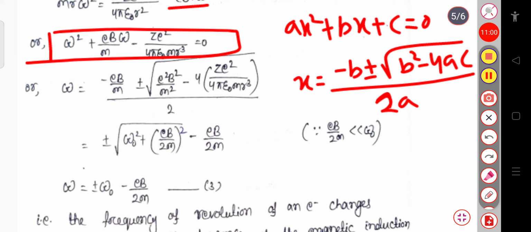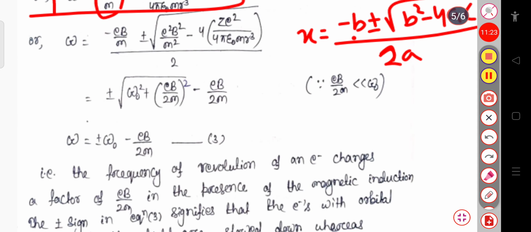Here the omega square, omega is equal to your, here the x will be treated as your omega. So the omega square coefficient is your 1. So here a will be equal to 1, and the omega coefficient is EB by m. So EB by m is your b, and your minus z square divided by 4 pi epsilon naught m r cube, that is your c. So by simply substituting the value, you will get this much. Okay.